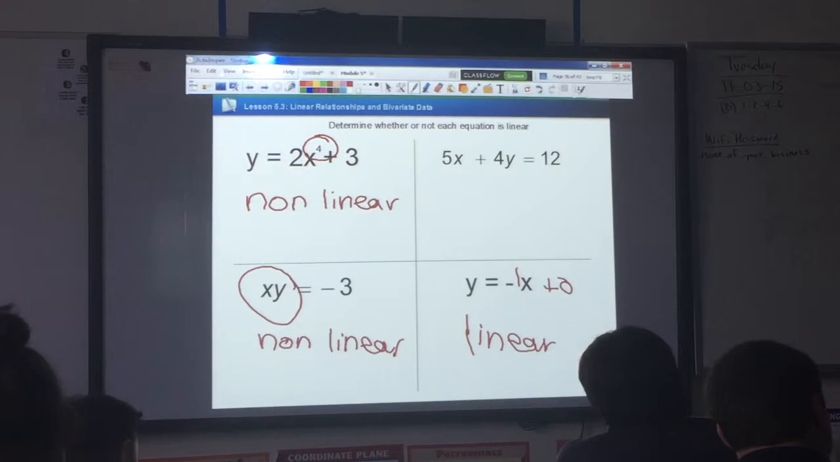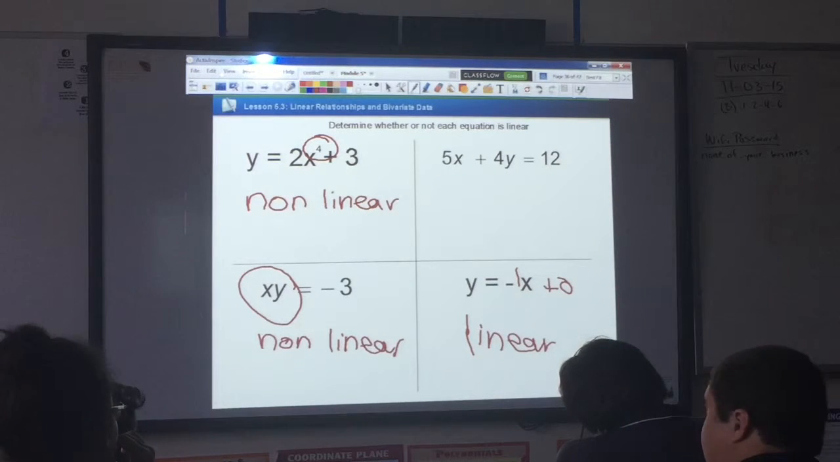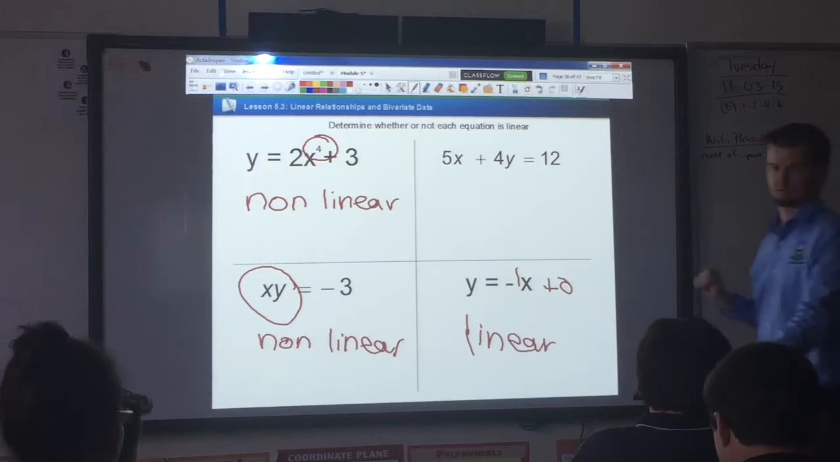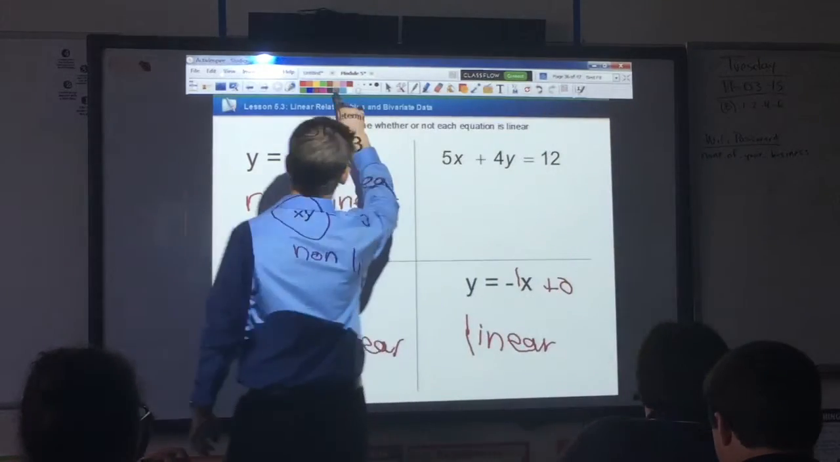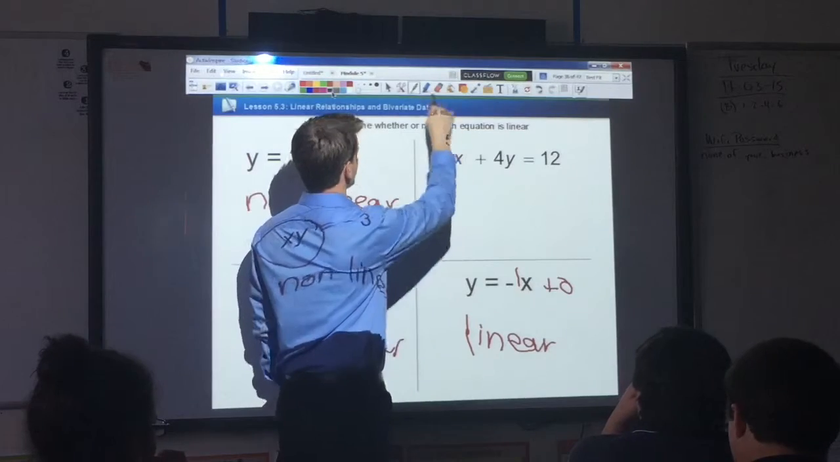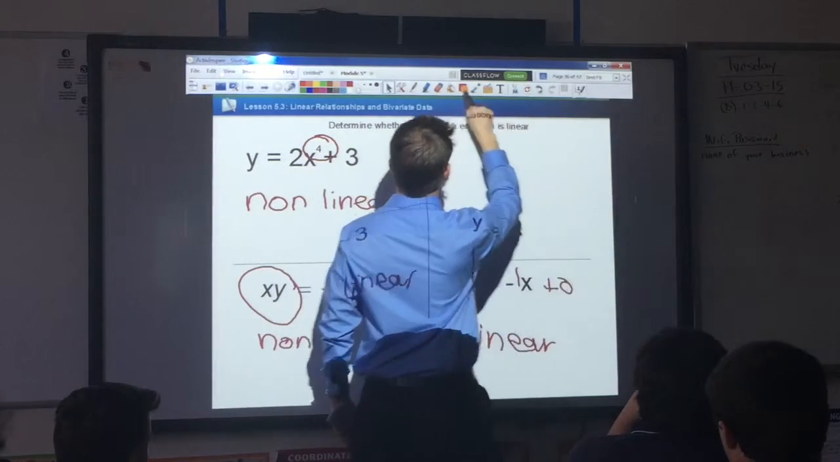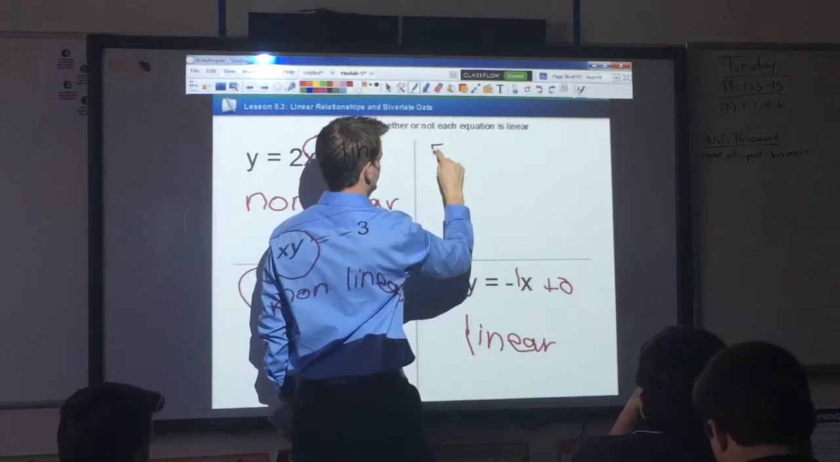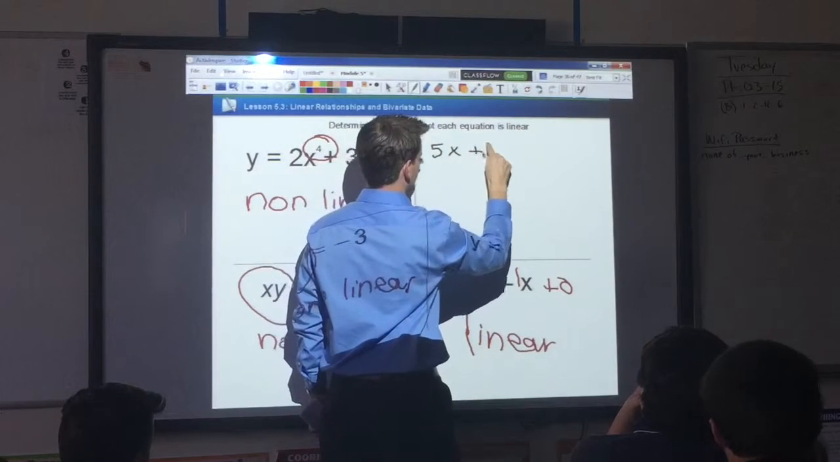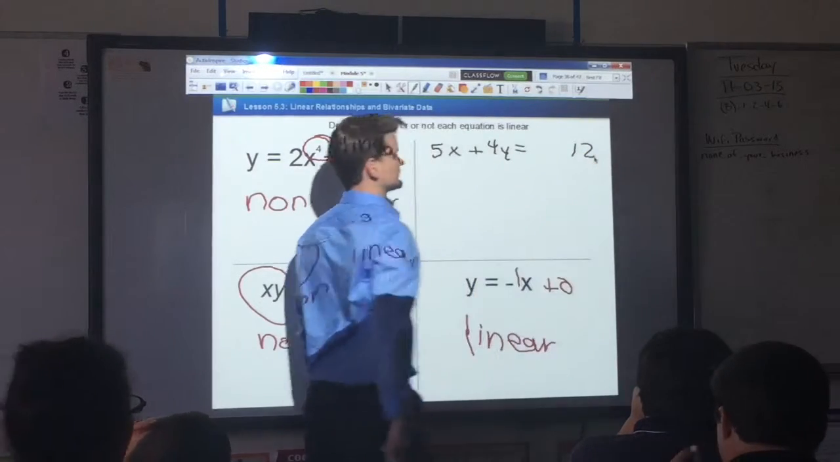Is that linear or nonlinear? Nonlinear, okay? Well, let's examine that. This is an equation: 5x plus 4y is equal to 12.